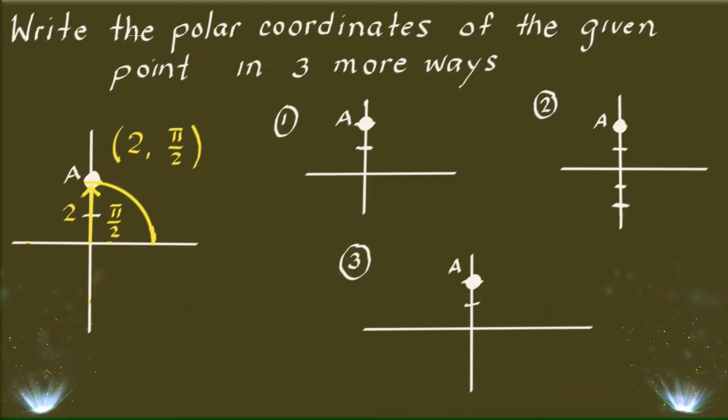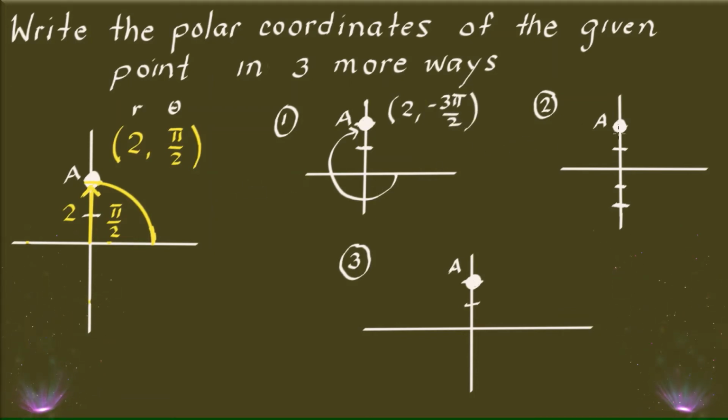Let's see another example. Write the polar coordinates of the given point in 3 more ways. This given point here has polar coordinates (2, pi over 2). That's the r, the distance of the point from the pole, and the angle theta of pi over 2. We can represent that same point using a negative angle. That is, the r is still 2, but the angle is now negative 3 pi over 2. Another way to represent that same point is to consider this point down here, say point B. Its polar coordinates are (2, negative pi over 2).